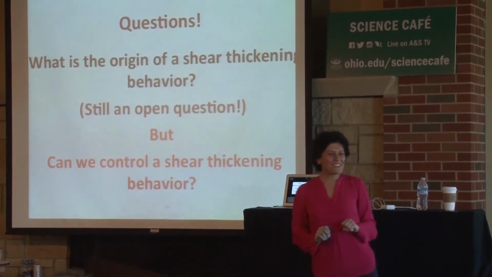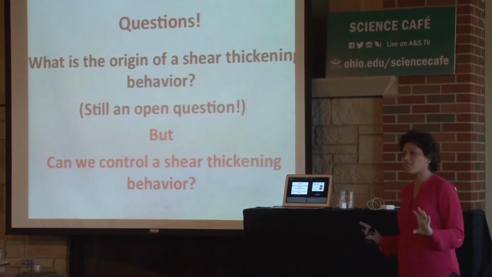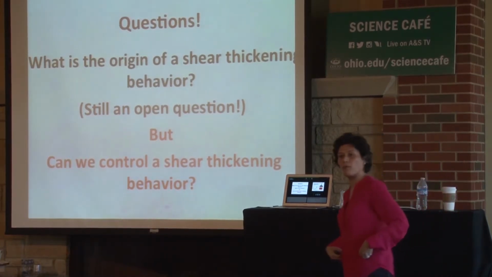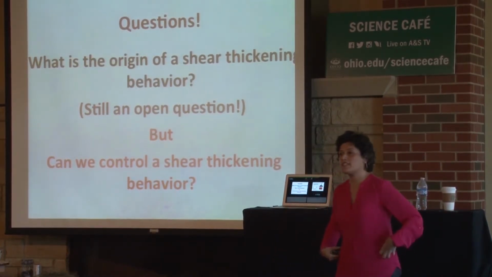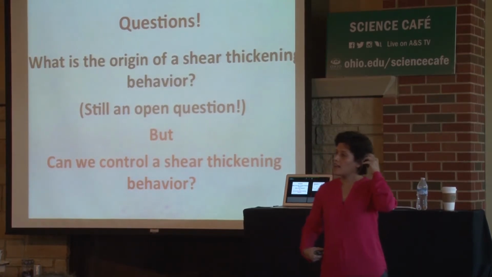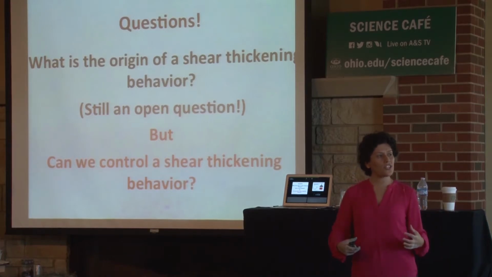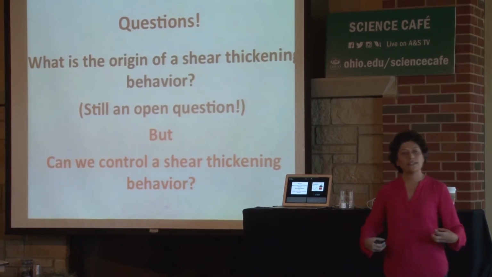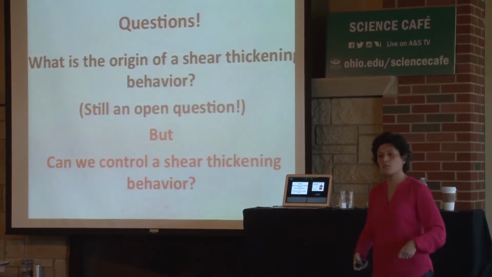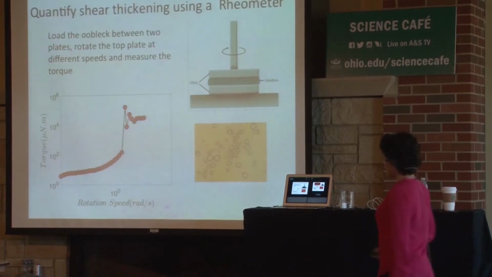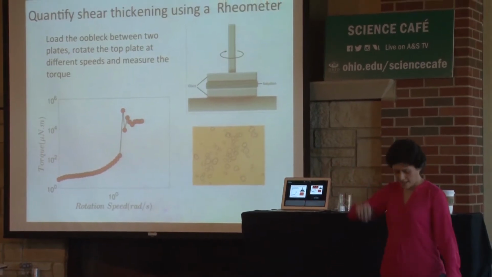So now, I want to solve this soft body armor problem. I showed you that I don't have enough shear thickening in my fabric to prevent the bullet. The question is, can I enhance that shear thickening? This is what we did. This is Yasaman's PhD.